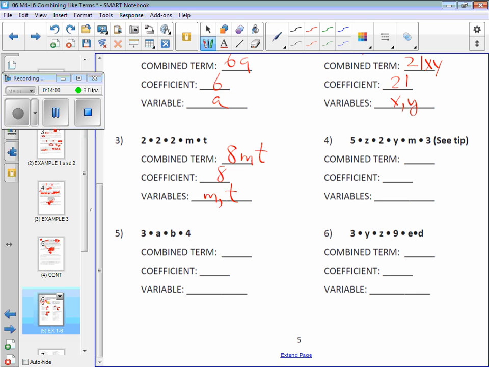All right, Sal, go ahead. I got 30 ZYM. All right, let's see if he's right. 5 times 2 times 3. Take care of the coefficients first. 30. Okay? And he's partly right.